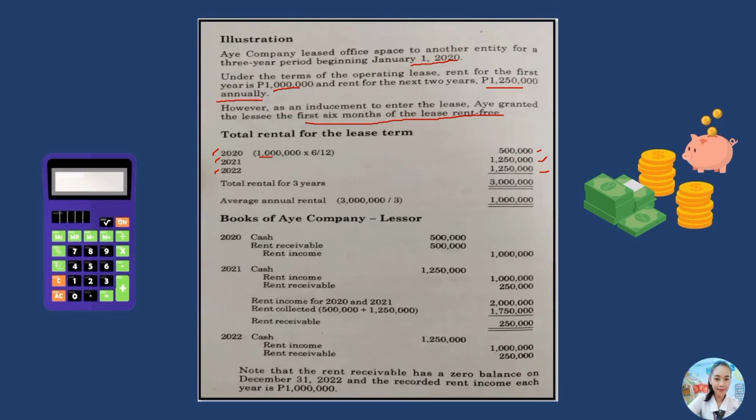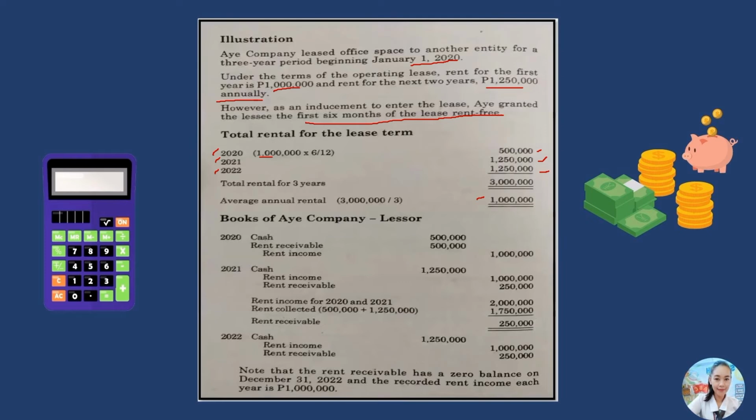Now, using the straight line basis, you just have to add up these three. The result, the total rental for 3 years, would be 3 million. Since the lease period is 3 years, you have to divide 3 million by 3 years. So the average annual rental that the lessor will receive is 1 million.